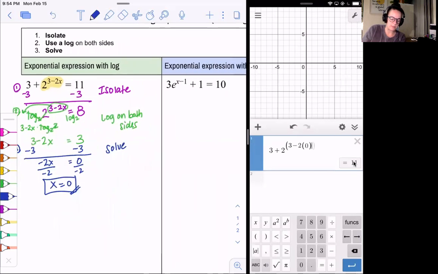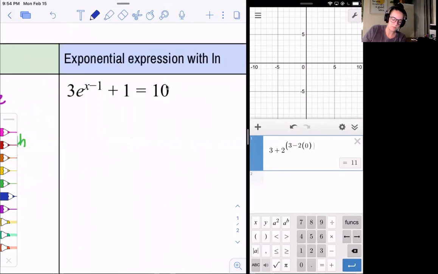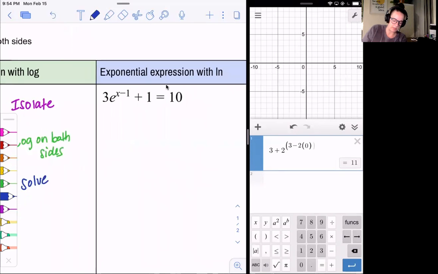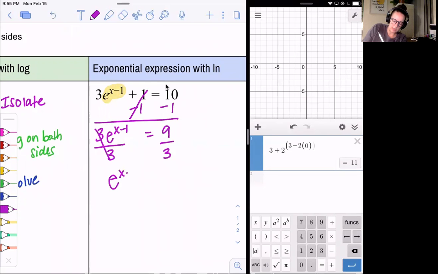This is going to be very similar when we have an exponential equation with an e in it. In this case, we used the log base 2 because we had a 2 in our base. Here we're going to use the natural log because we have an e. So first step again is to isolate. I need to get e to the x minus 1 by itself. I can subtract 1. 3 times e to the x minus 1 equals 9. I'm going to divide by 3. I want to get e all by itself. So e to the x minus 1 equals 3, like this.